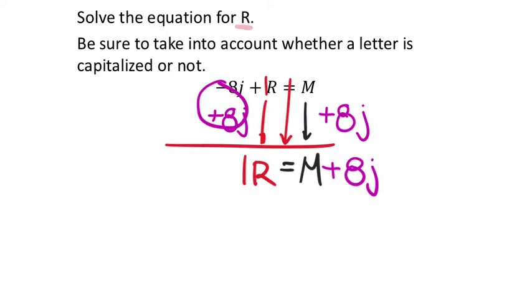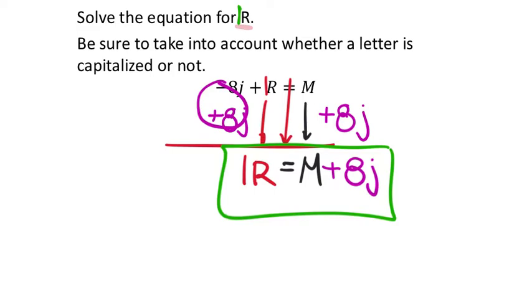Okay, so this right here, we have 1r equals m plus 8j. It's 1r. Okay, so that's what it was pretty much asking for in the beginning. And if you wanted to see that 1, you could put it there. It was there the whole time, you just couldn't see it, it was a phantom 1. But this is our solution.